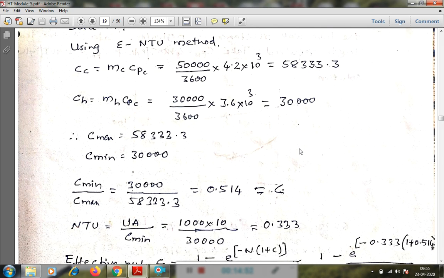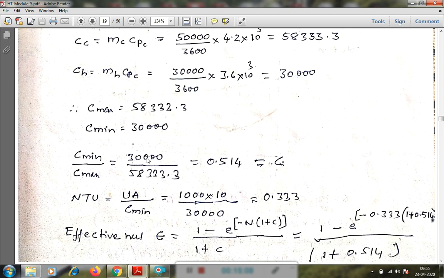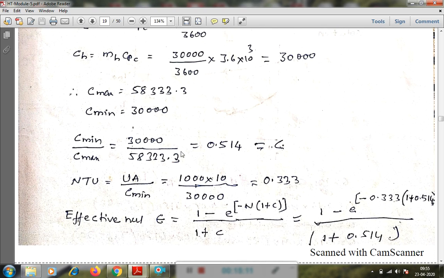From these two values, the maximum value is 58,333.3, therefore that is Cmax. Cmin is 30,000. From this we get C max and C min. Then the ratio of the minimum to the maximum, C min by C max, which is to be used in the effectiveness equation, we can find out.